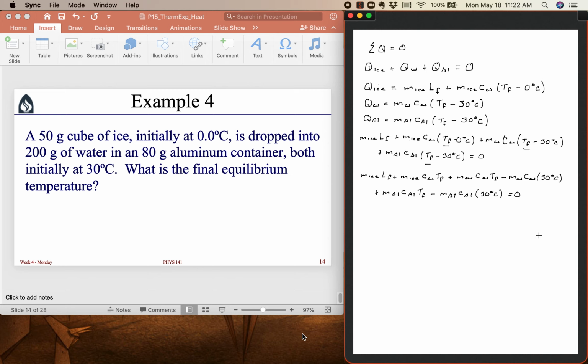Okay, so if I want to find T final, I'll take all of the terms that have a T final in them, leave them on the left-hand side and then move all of the terms that do not have a T final in them to the right-hand side.